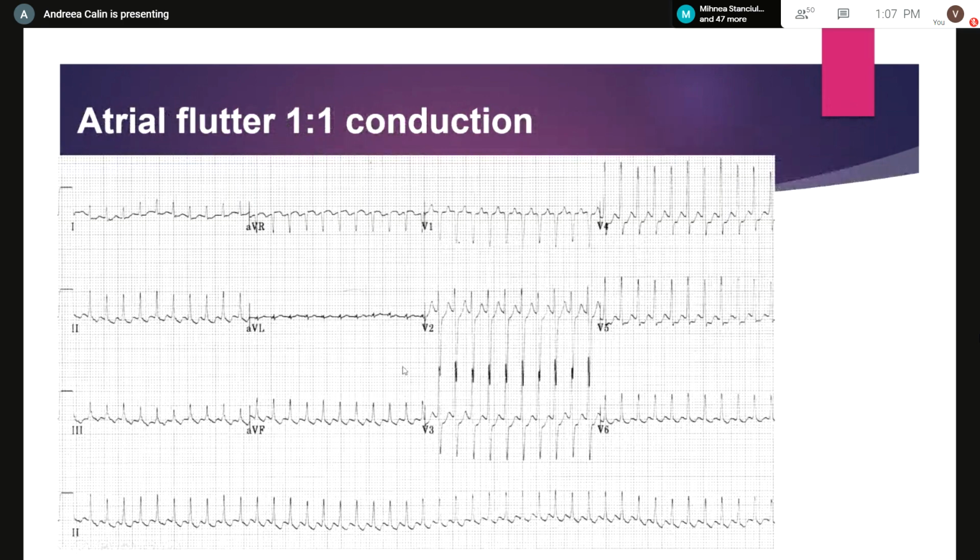In very rare cases, we can have a 1-to-1 AV conduction, like in this case, when the ventricular rate is 300 beats per minute, so very fast atrial flutter. And in these cases, we need urgent conversion of this patient because he may be unstable, especially in elderly patients.